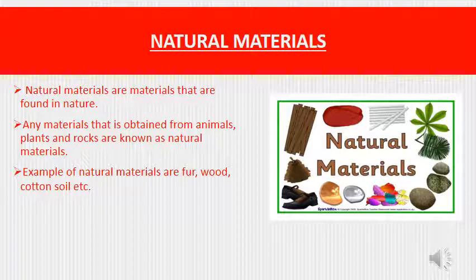Materials can be of two types: natural materials and man-made materials. We will discuss natural materials first. Natural materials are materials that are found in nature. Any materials that is obtained by animal, plants and rocks are known as natural materials. Examples of natural materials are fur, wood, cotton, soil, rock, stone, chalk, etc. These materials are not made by men. They are available to us in nature.